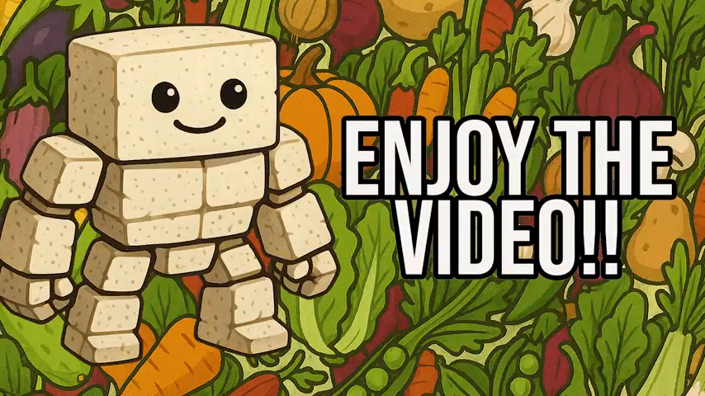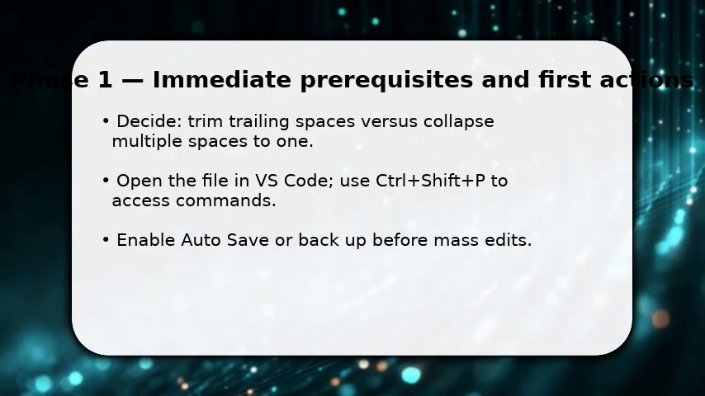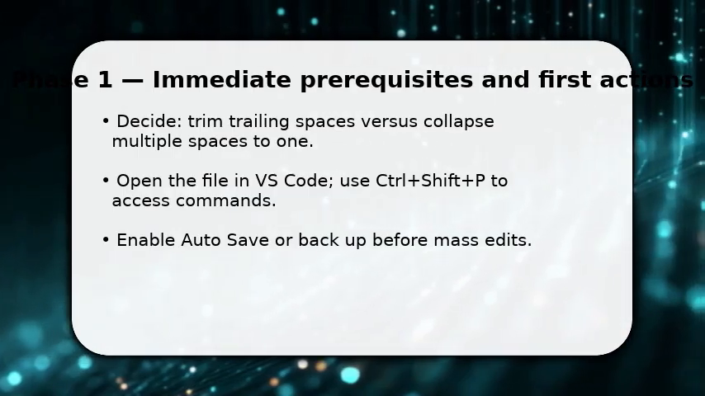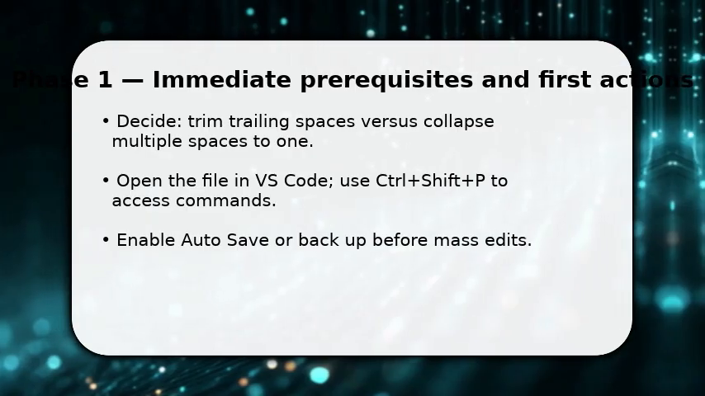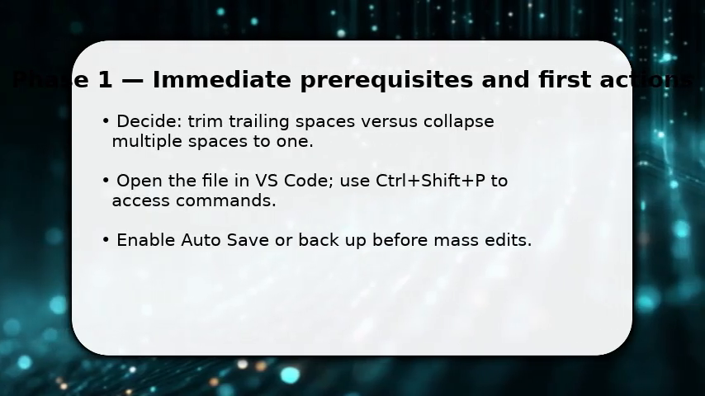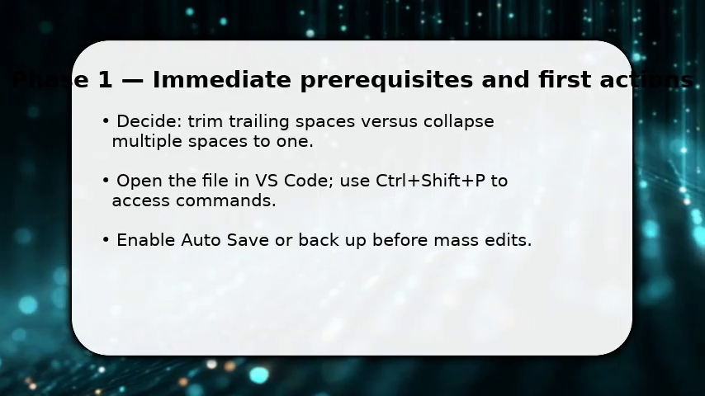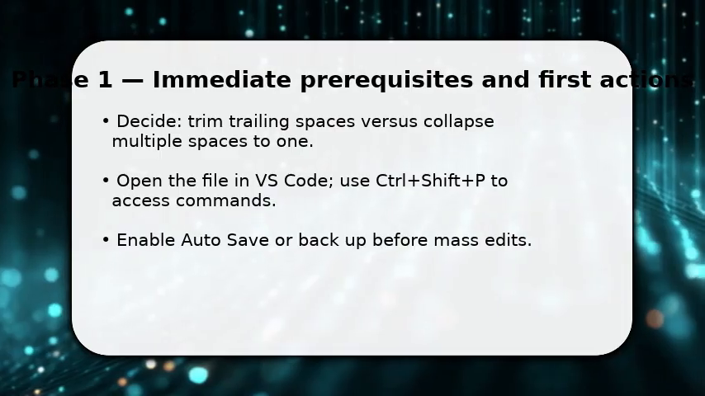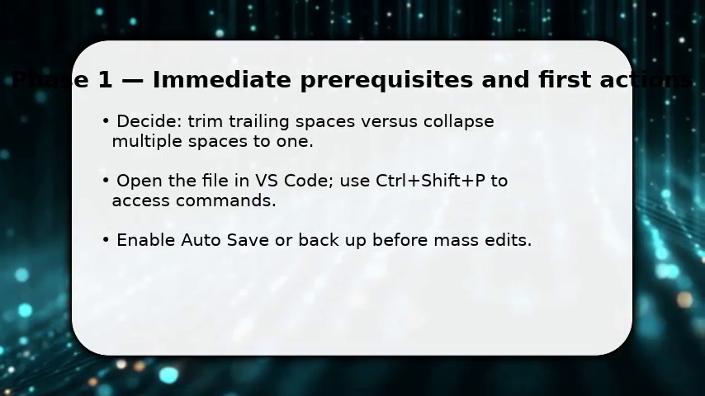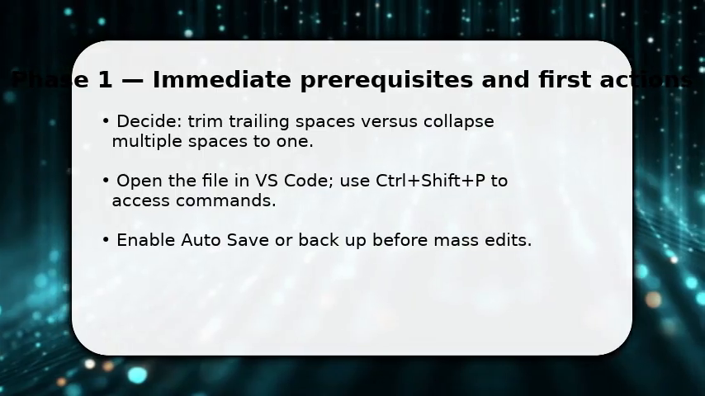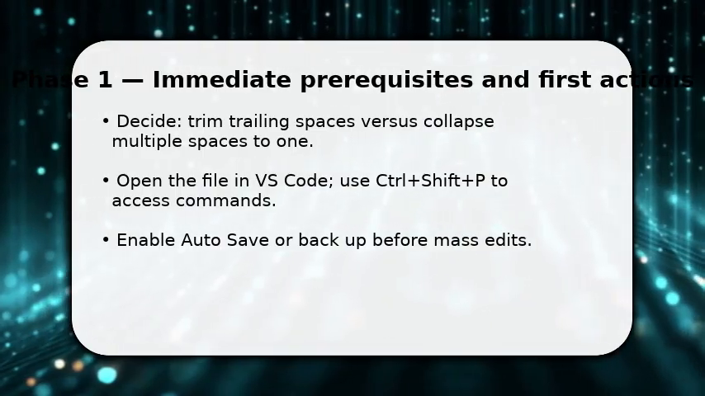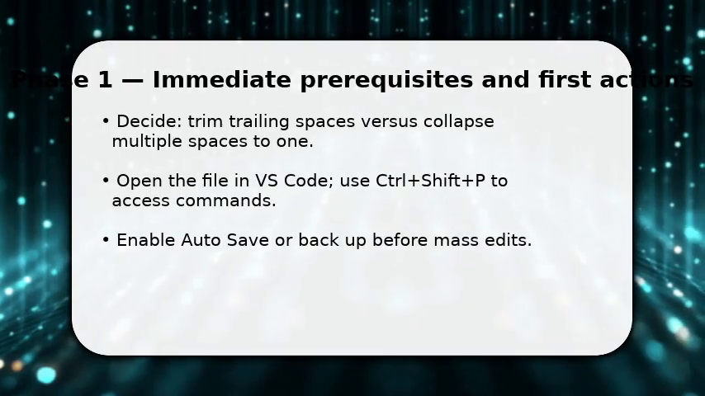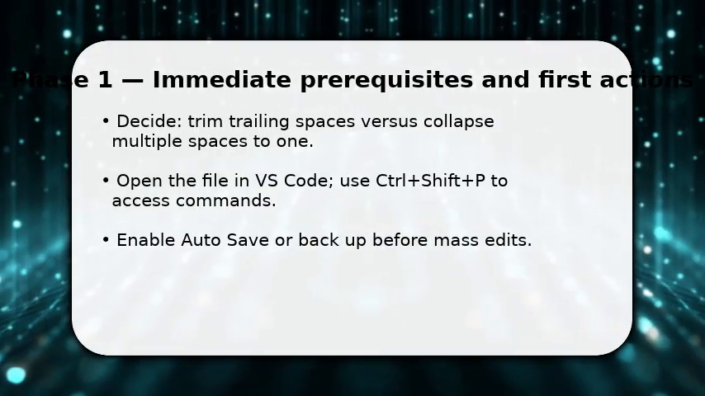Please enjoy the video. You start by choosing which removal you need: trailing spaces, all extra spaces, or converting tabs to spaces. Once decided, open the file and press Ctrl+Shift+P to run commands. Make sure auto-save is on or create a quick backup so you can undo if needed. For simple trimming, you'll use built-in commands. For patterns, you'll use the Find widget with regex. This initial choice guides whether you use a quick command, an editor setting, or a regex replace.